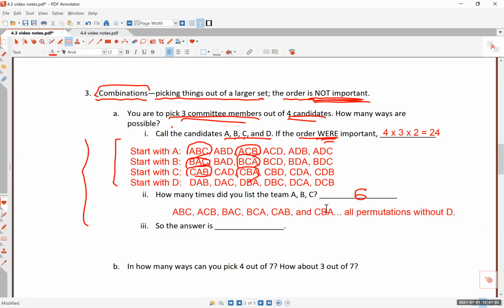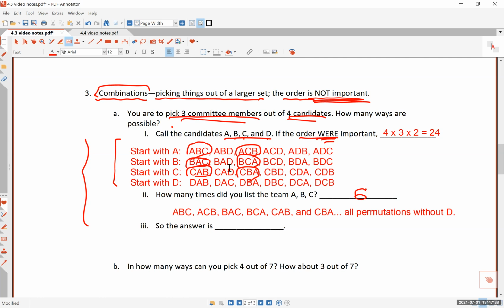Yes, because you have 3 things. If you have to rearrange 3 things, in how many orders can you list 3 things, A, B, and C? The answer is 3 times 2 times 1, or 3 factorial, which is equal to 6. So the point is, listen carefully, even though I have 24 different permutations, if the order is not relevant, as in combinations, we have counted every combination 6 times here. You have 24, but they come in groups of 6.